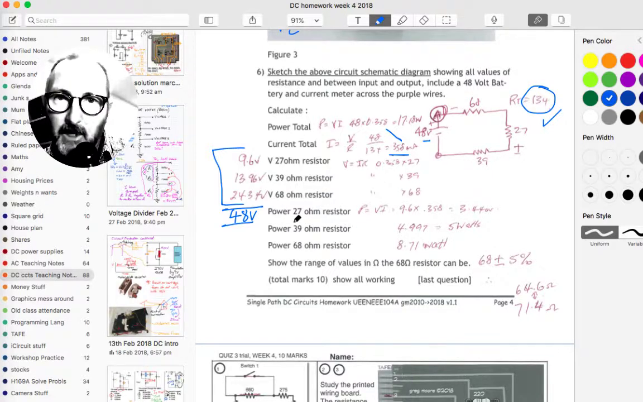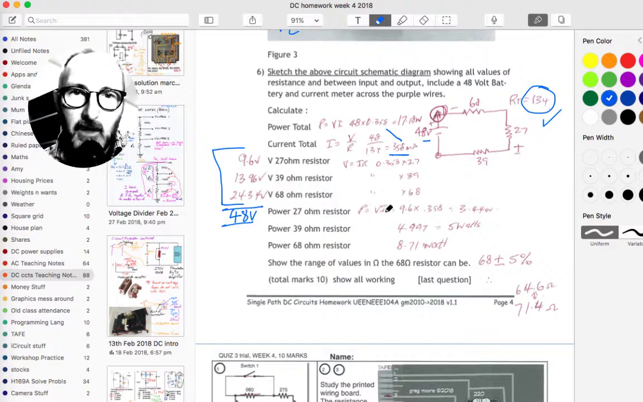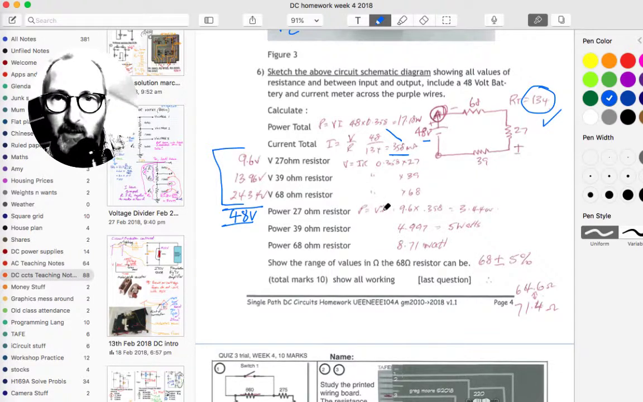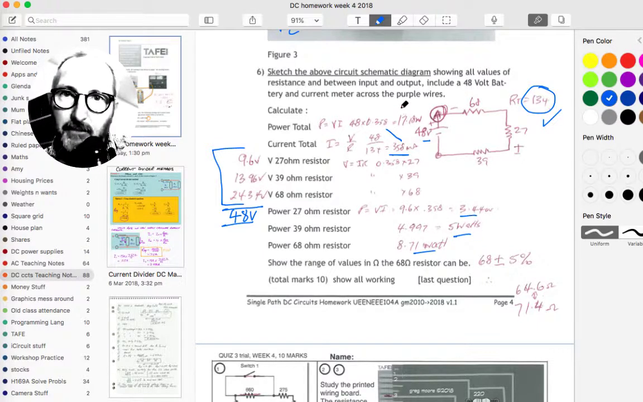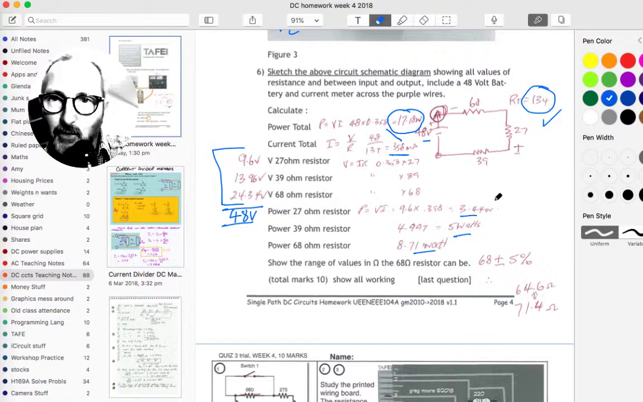Kirchhoff's voltage law. The power on each resistor, P equals V times I if you like, or you could use P equals I squared times R, or P equals V squared on R. It's your own personal choice which one that you use. 3.44 watts, 5 watts, and 8.7 watts. And if you add all of those together as well, they'll add up to 17.18 watts, which is the total power. So that's a good quick check that you can do on something like that.